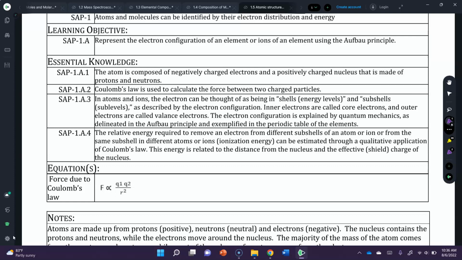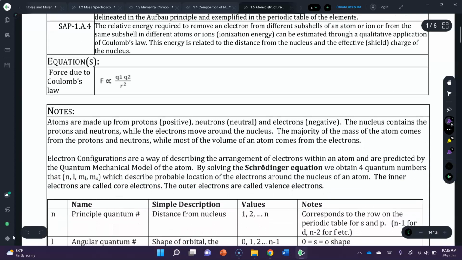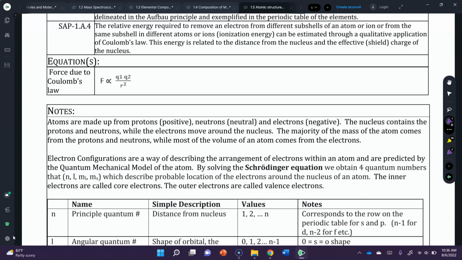The relative energy required to remove an electron from different subshells of an atom or an ion, or from the same subshell in different atoms or ions, ionization energy, can be estimated through qualitative application of Coulomb's law, meaning no actual calculation. This energy is related to the distance from the nucleus and the effective or shielded charge of the nucleus. And so we have Coulomb's law equation that we are going to deal with here.